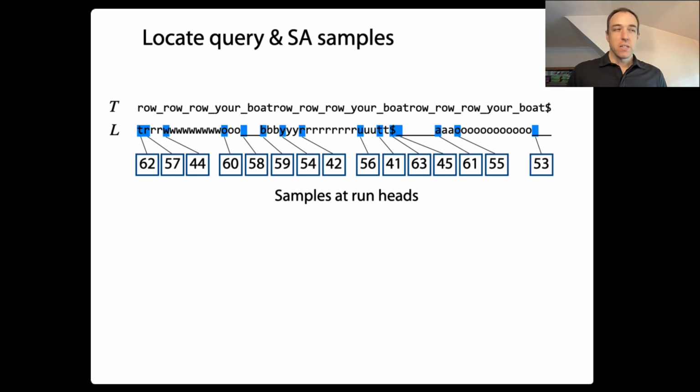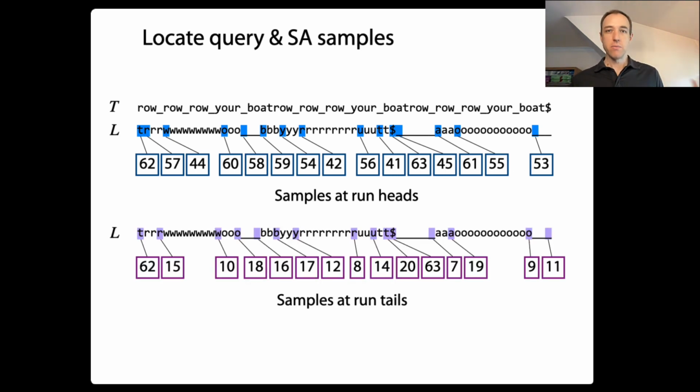I am also going to suggest that we keep samples at run tails. So this is not all we keep. We also keep these, right? So now I've just drawn L again, but instead of highlighting the run heads, I've highlighted the run tails. In some cases, they're the same, because some of the runs have length 1, so the head and the tail are the same. But anyway, there's all the suffix array samples at the run tails. I'm going to suggest we keep both, the samples at the heads and the samples at the tails. And that will be part of how we can keep track of our toehold as we do backward search.